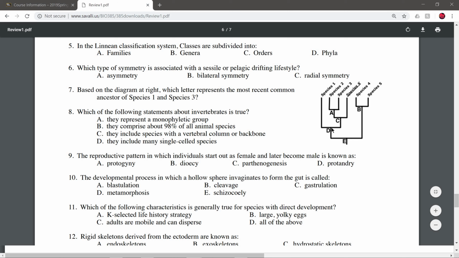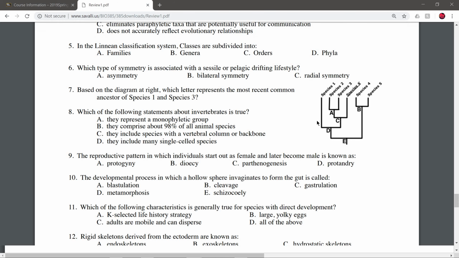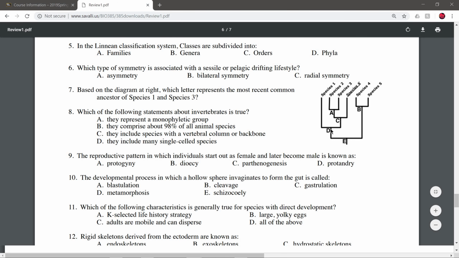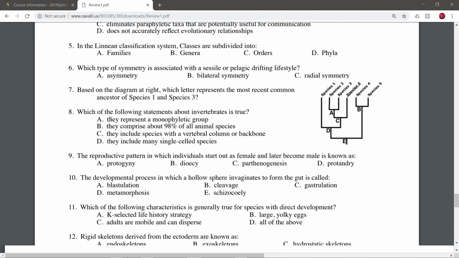All right, based on the diagram on the right, which letter represents the most recent common ancestor of species 1 and 3? So what would be the most recent common ancestor? A, B, C, D. There we go. Yes, D.